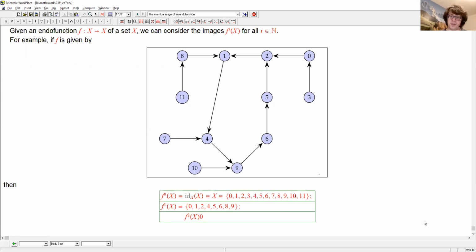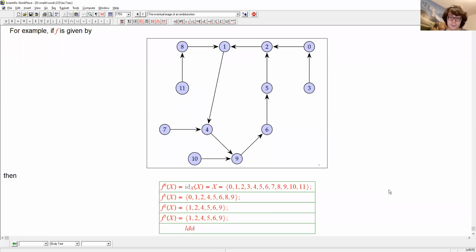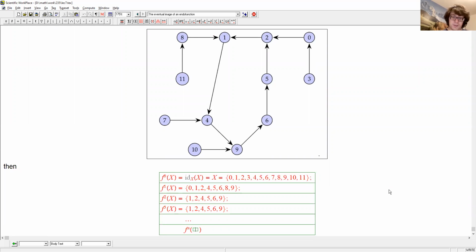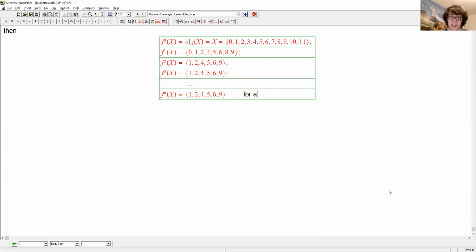What if you apply f again? So what if you apply f twice? 8 disappears now because 8 is the image of 11, but 11 is not the image of anything. So 8 is not the image of anything under f squared. The cycle is still there, and basically that's it. Only the cycle remains. And if you apply f again, you will see that it's still the same thing, only the cycle remains. So f^n(X) equals this for each n at least 2.